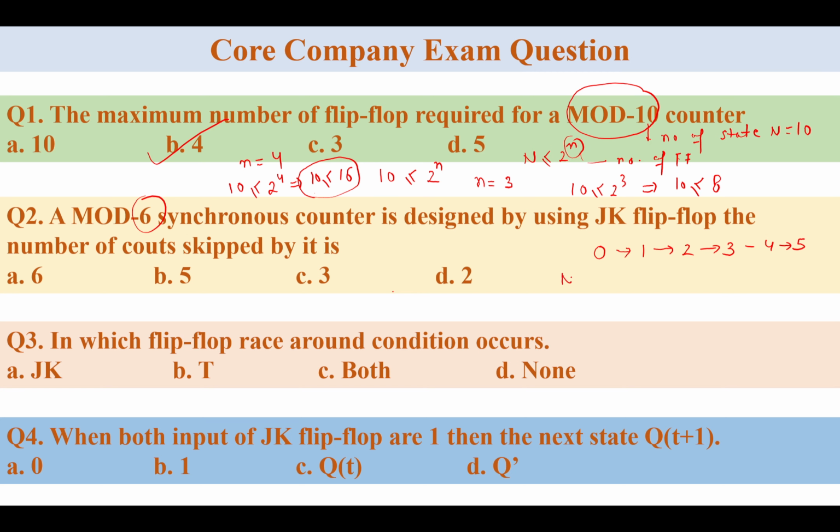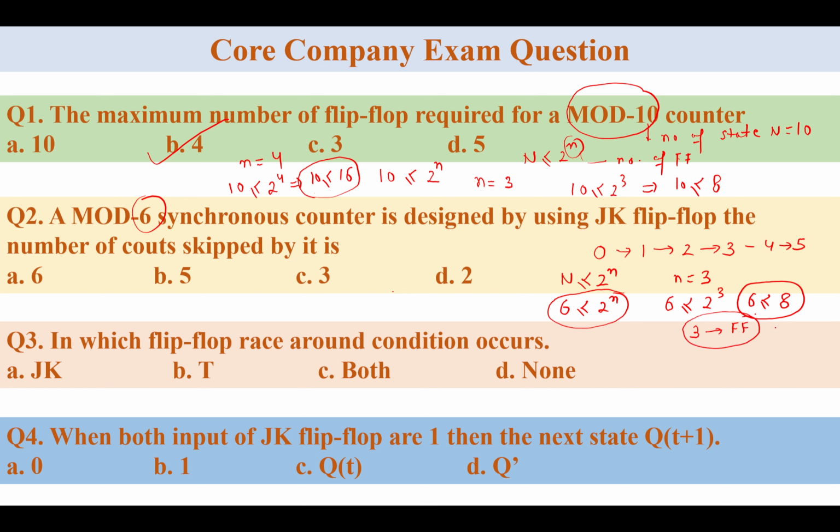We know the relationship N less than or equal to 2 to the power n. The number of states is 6, so 6 less than or equal to 2 to the power n. The minimum value of n is 3. Then this condition is satisfied: 2 to the power 3 means 6 less than or equal to 8. So 3 flip-flops are required, which means 3 outputs.